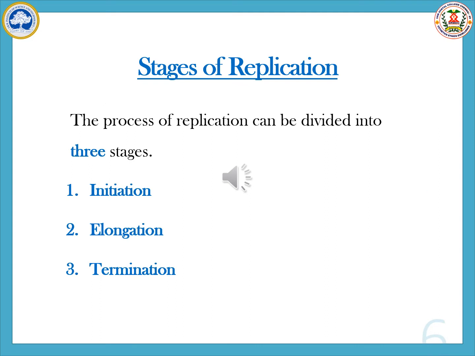Now we have come to the stages of replication. The replication is a process which involves three important stages, that is initiation, elongation, and termination. I'll tell you in this lecture what will be happening during the stage of initiation, elongation, and termination. Each DNA has to undergo initiation, elongation, and termination in order to synthesize the new daughter strand of the DNA molecule in the process of replication.